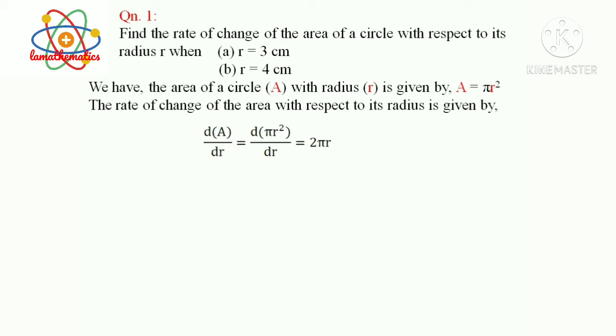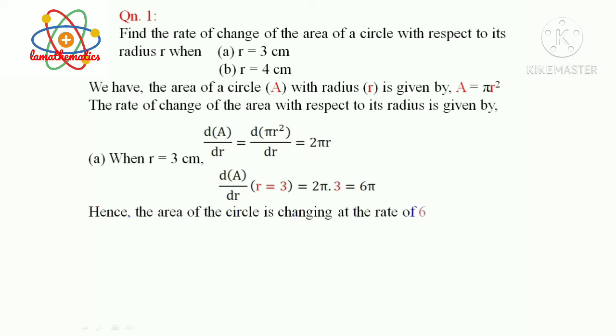Here we differentiate pi r square with respect to r. Therefore, its answer 2 pi r. 2 and pi is taken as constant. First, when r equal to 3 centimeter, d by dr of capital A when r equal to 3. Here we substitute r equal to 3, equal to 2 pi into 3 equal to 6 pi.